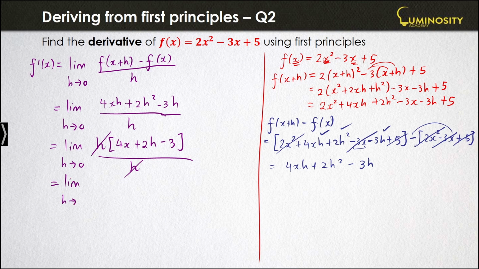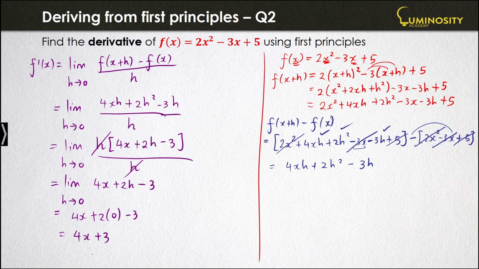Now I have the limit as h approaches 0 of 4x plus 2h minus 3. So at this point, we can now evaluate the limits by directly plugging it in. So it's 4x plus 2 times 0 minus 3. And that just leaves us with 4x minus 3.